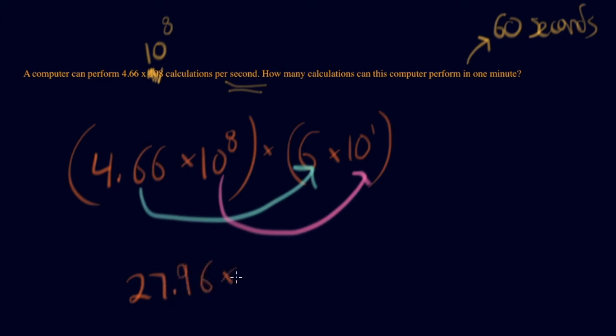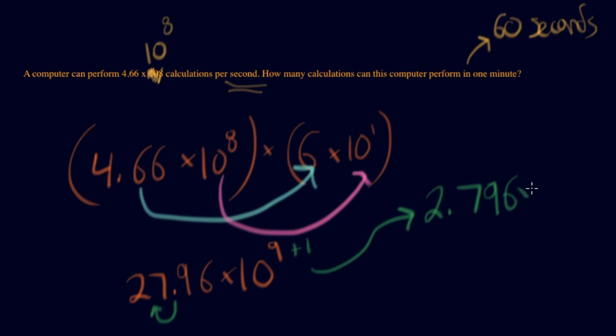27.96. And I'm going to multiply my base 10s, which means I add those exponents. So that's going to be to the power of 9. You're being an awesome student, and you're saying, no, I must move that decimal over there to answer in scientific notation. So I will now have 2.796. And what do you do with your exponent? You have to add 1 there. So it's times 10 to the power of 10.